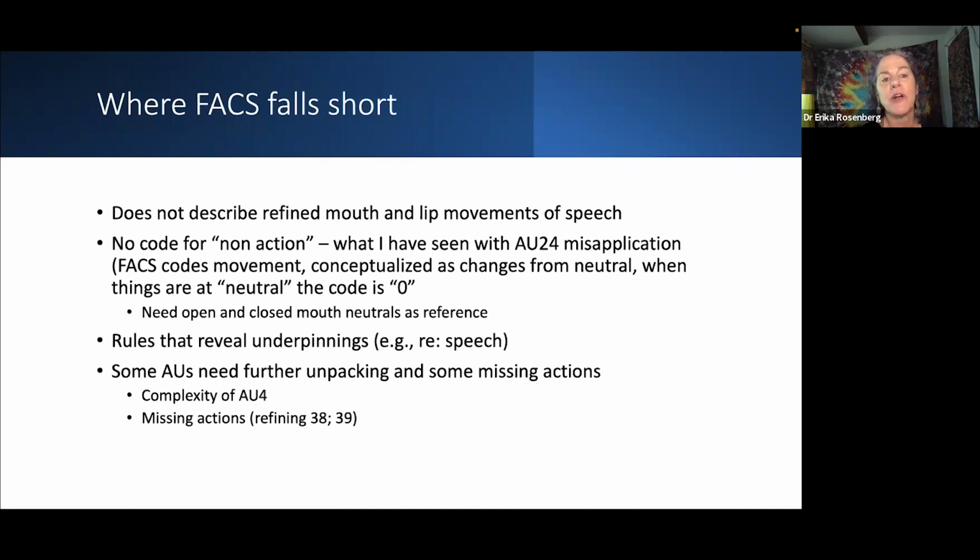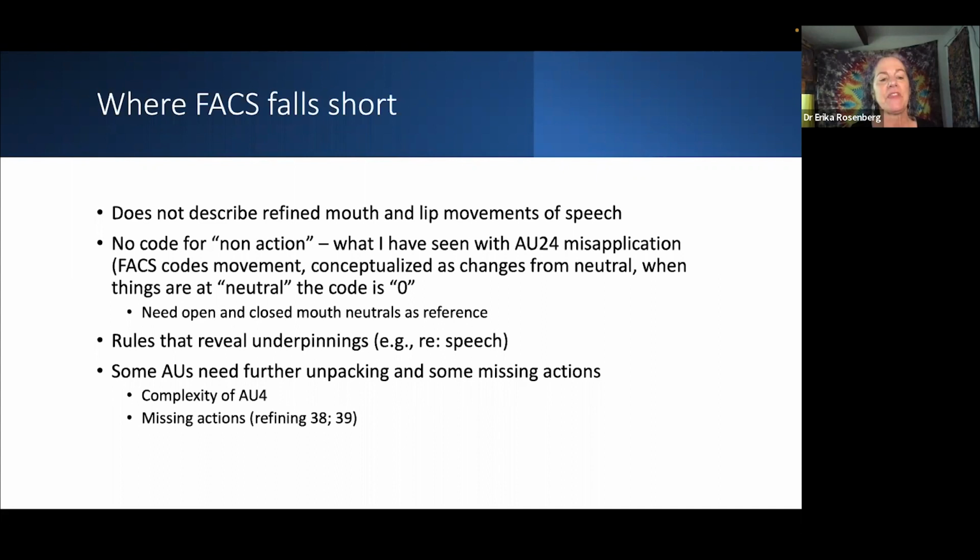And a couple places where I think FACS falls short. FACS, as many of you probably already discovered, does not describe refined mouth and lip movements of speech. In fact, this is where knowing the origins of the system is really important. FACS was not designed to deconstruct speech. In fact, when you learn FACS, they give you instructions for how to ignore speech-related movements in the presence of other things on the face. So there are a lot of the movements of speech that FACS captures, but not everything.